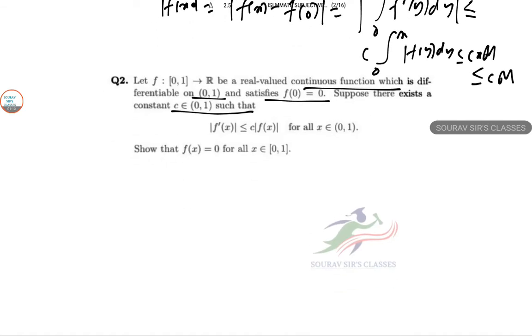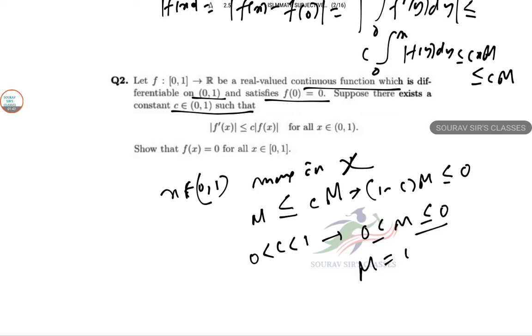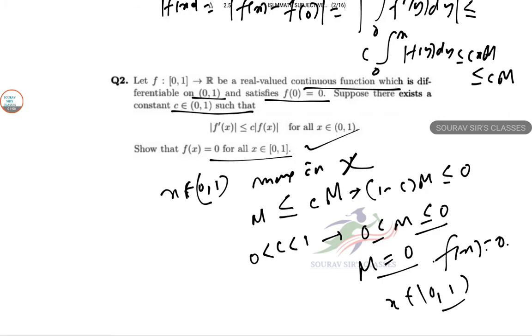Okay, since the estimate holds for any x from 0 to 1, we can say that the max gives (1 minus c) whole into M is less than or equal to 0. So the assumption 0 less than c less than 1 implies 0 less than or equal to M less than or equal to 0, so that is M equal to 0, and f(x) is also equal to 0 for all x in [0, 1]. So this is true.